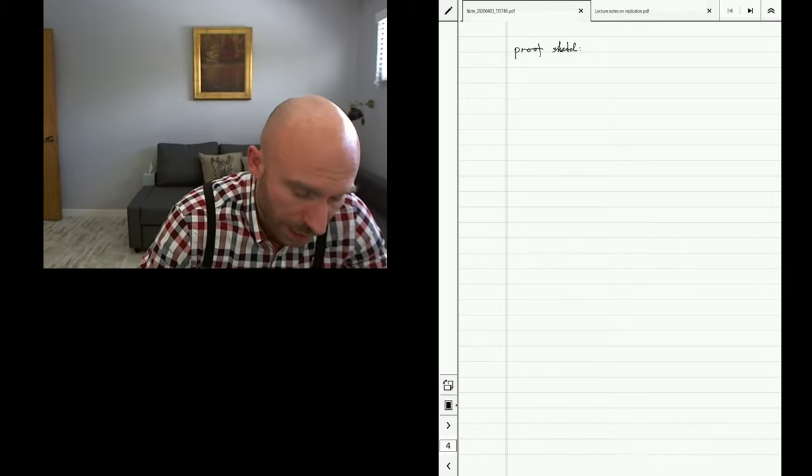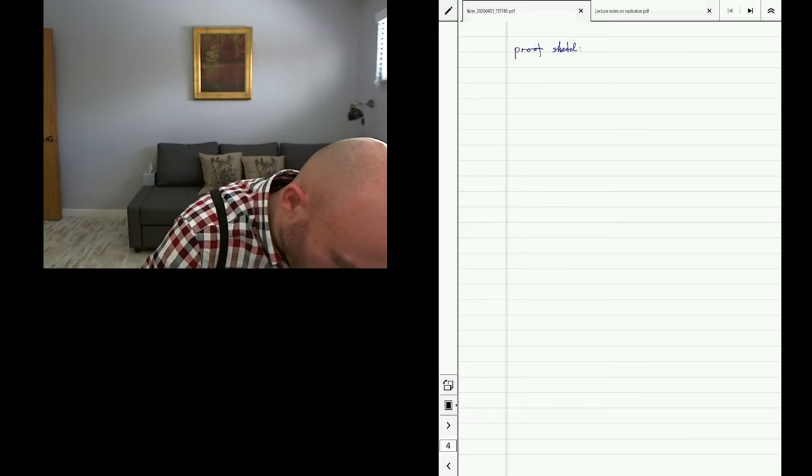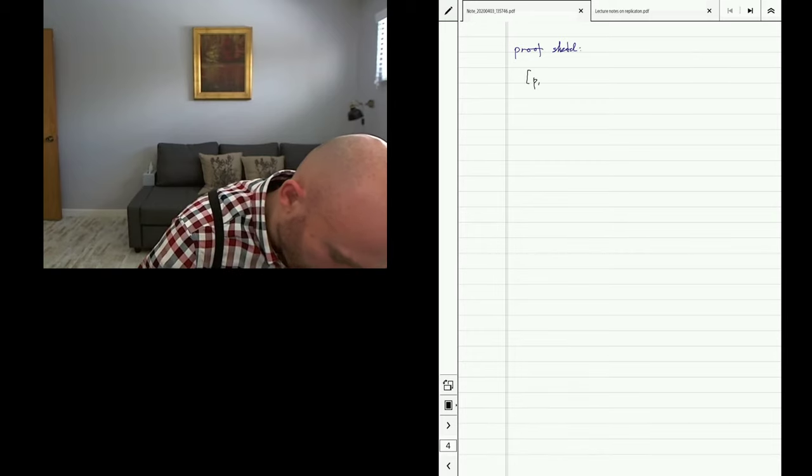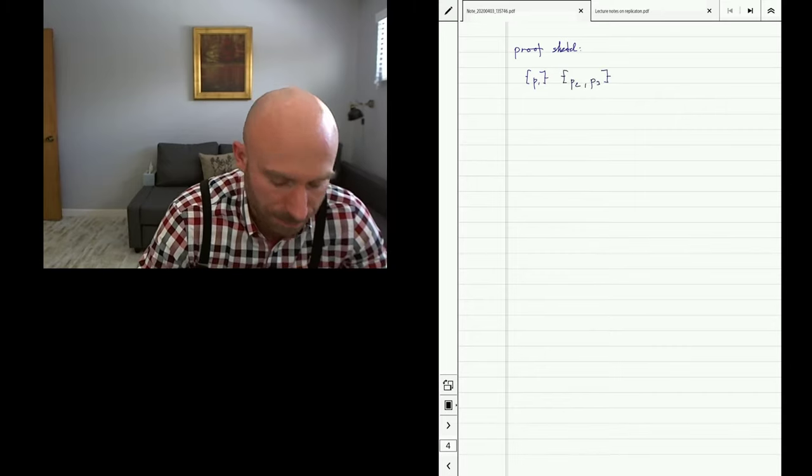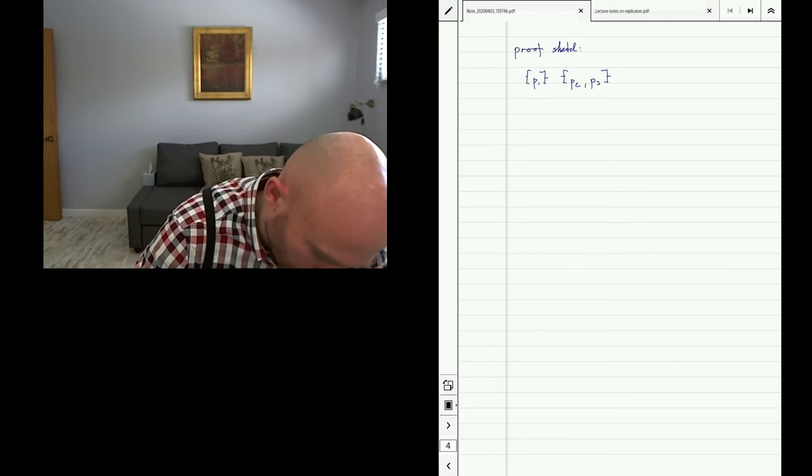So let's say that we have a partition in the network where we have two sets of nodes. We have P1, and then we have a network partition, and the rest of the system would be composed of P2 and P3, let's say. Okay. So what this means is that messages between P1 and P2 are lost.